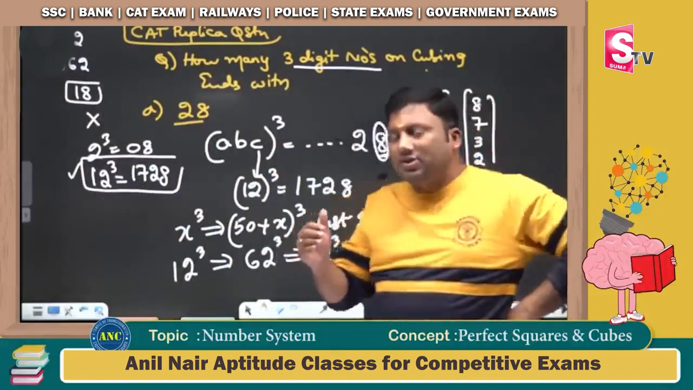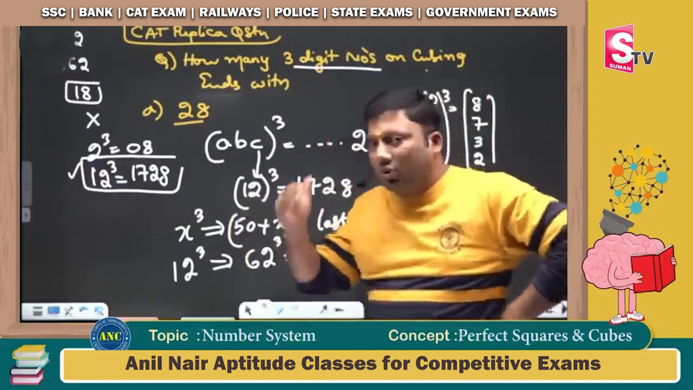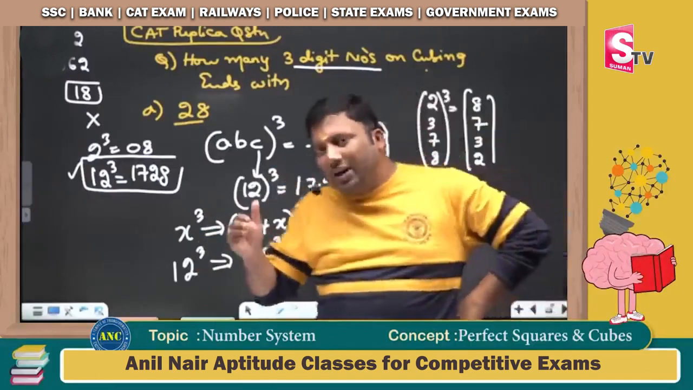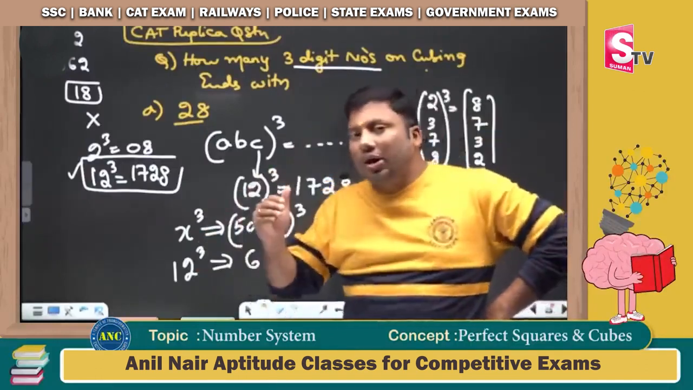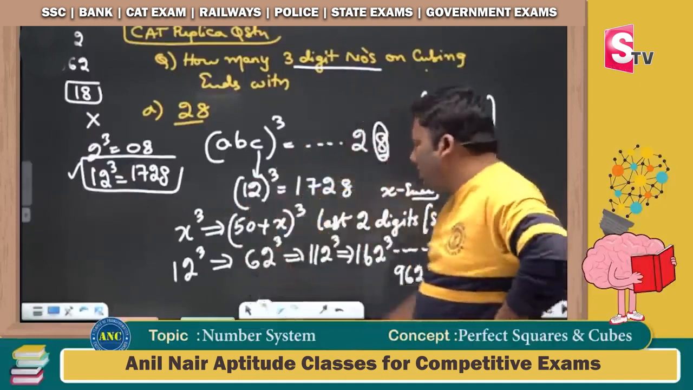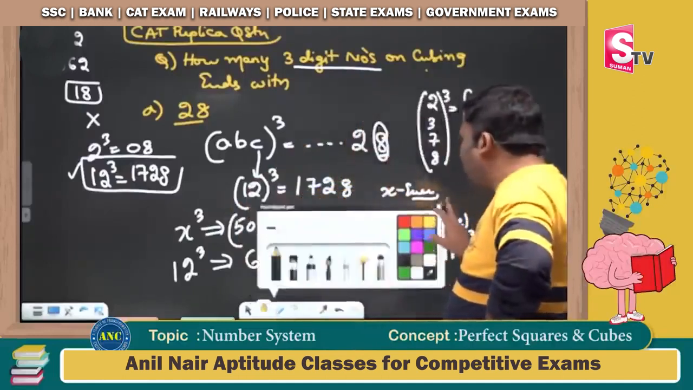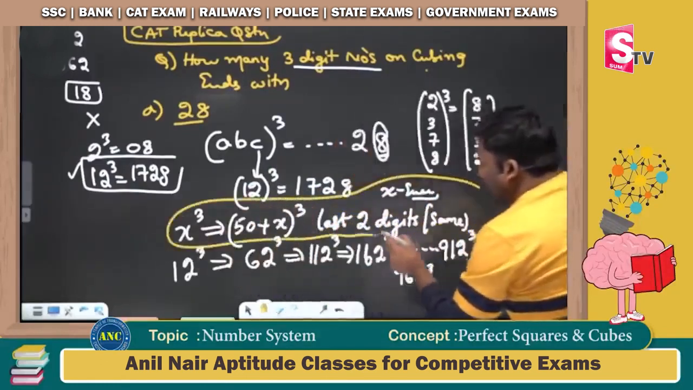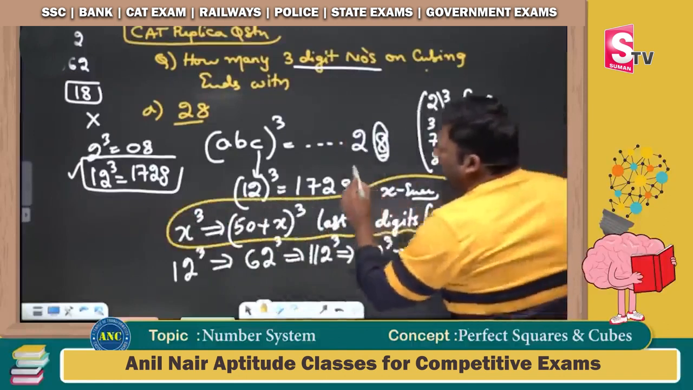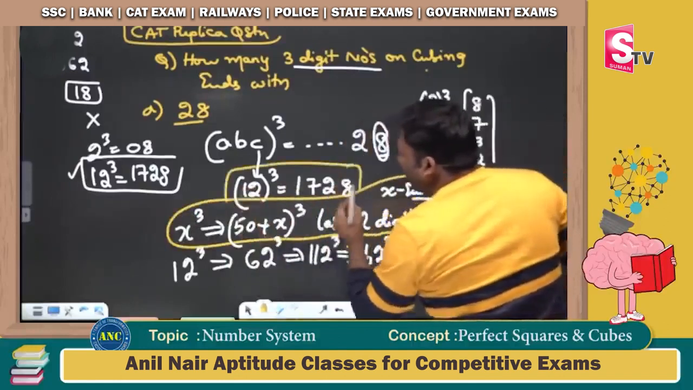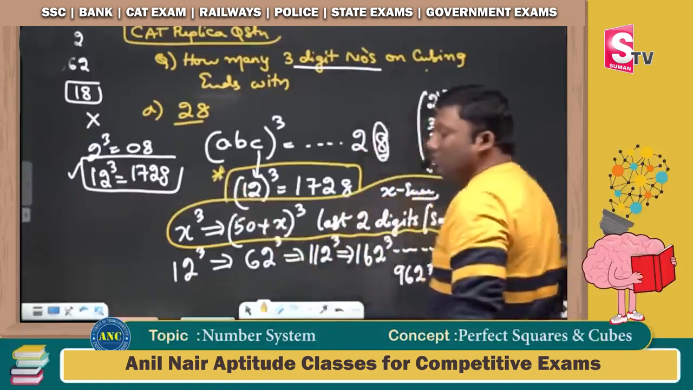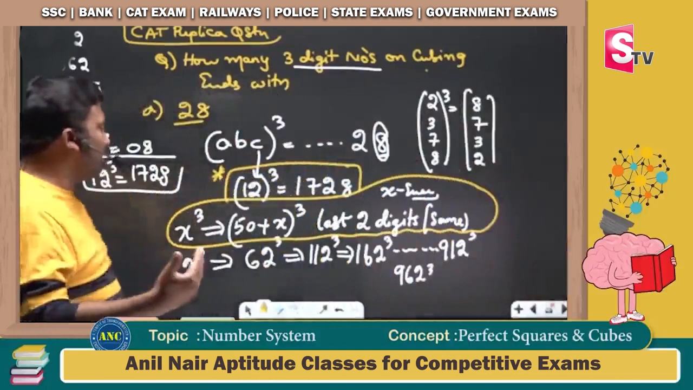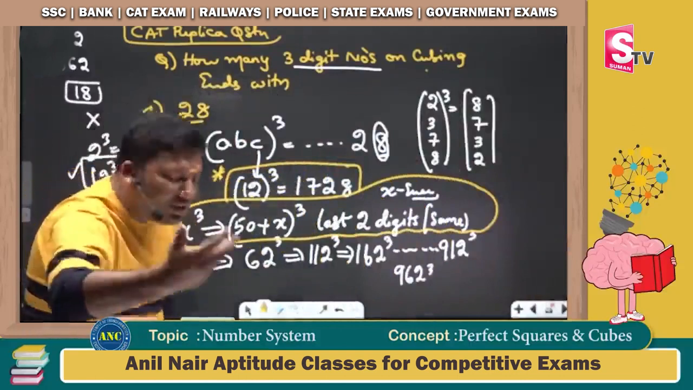What are those 18 numbers? 112, 162, 212, 262, 312, 362, 412, 462 and so on up to 912, 962. The student who knows this logic can do it in just less than 1 minute. The only thing is, you have to find out the lowest number on cube which ends with 28. Once we get the value of x, then it is nothing but keep on adding 50.